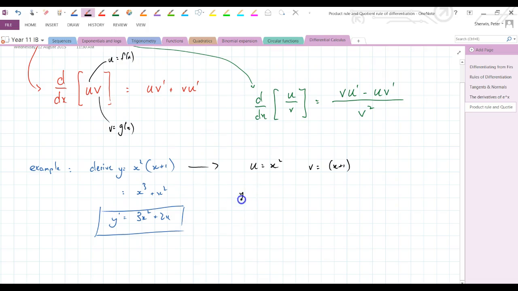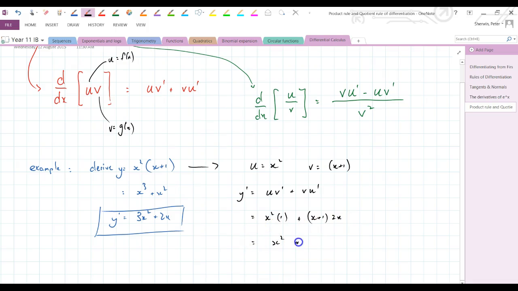So y dash is equal to, here we go, u v dash plus vu dash. So u stays as it is, so that's x squared. V dash, now I'm going to derive x plus 1. Well, that's just 1, isn't it? I'll put brackets around just to know that it's x squared times 1. Now I'm going to go the other way. V is going to hold, x plus 1. U dash is 2x.